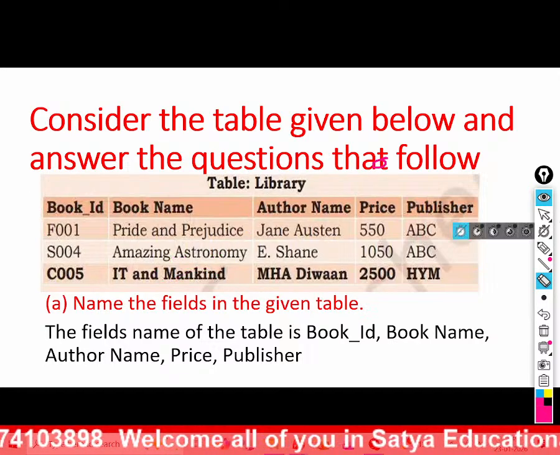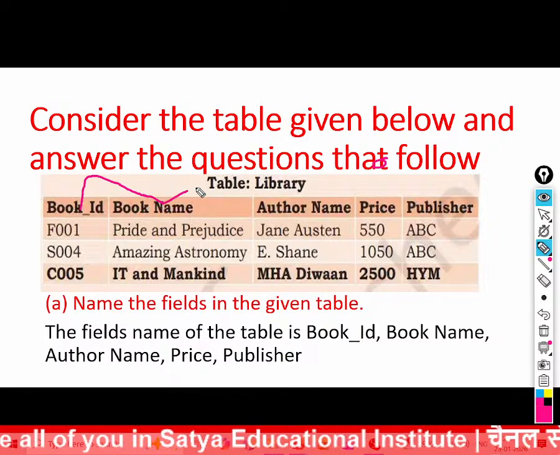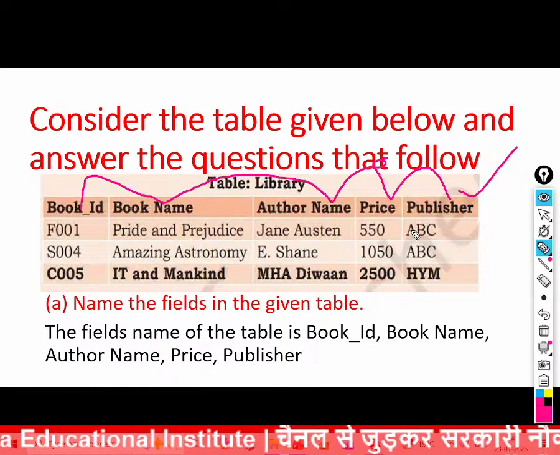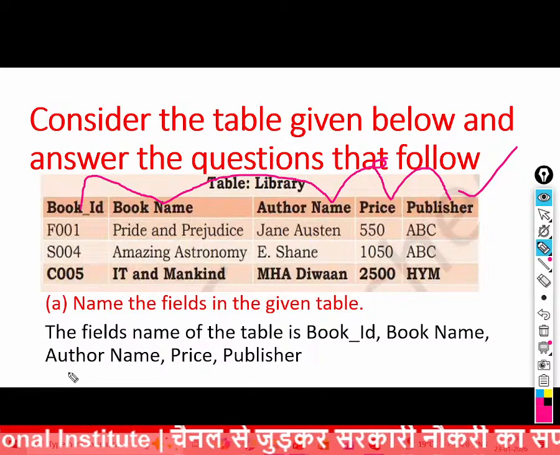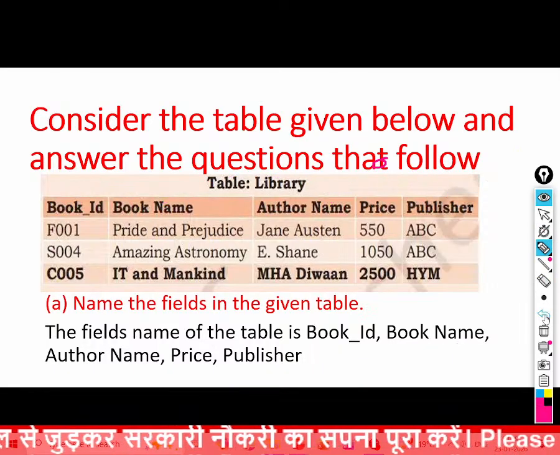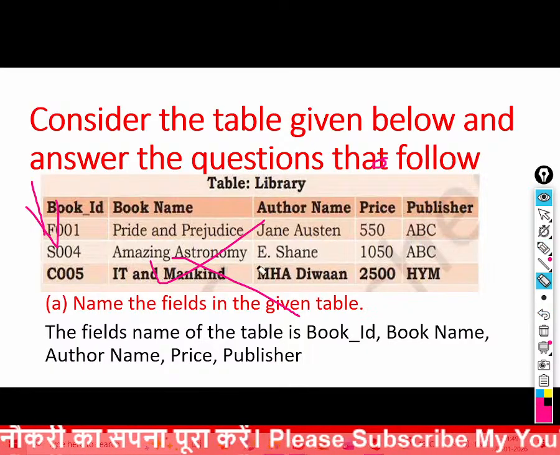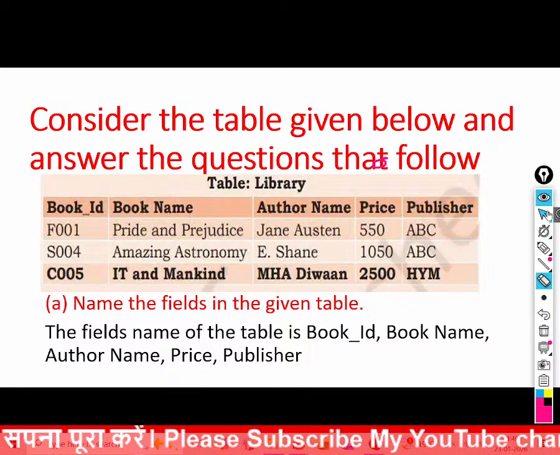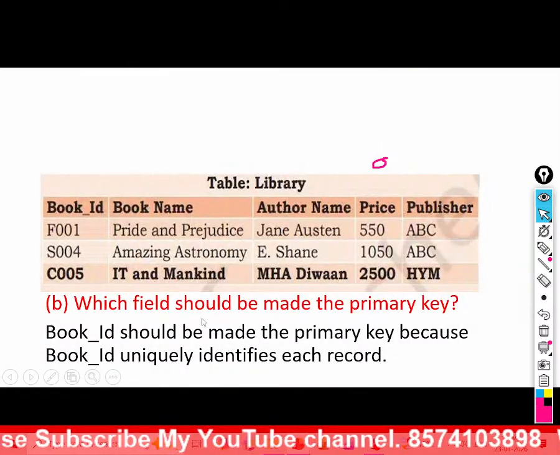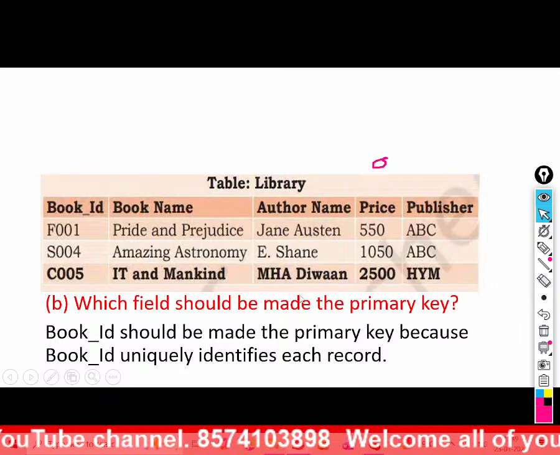These are the fields: book ID, book name, author name, price, and the publisher. So these are the field names. Okay, now the next question is here. Which field should be made the primary key? Primary key means book ID.